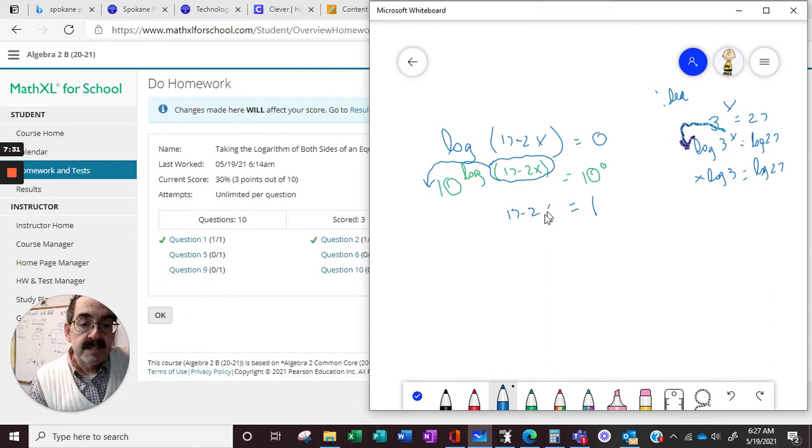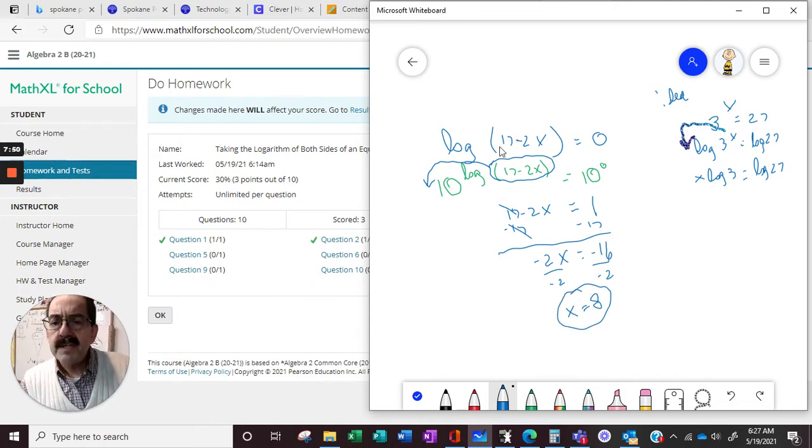17 minus 2x. Minus 17, minus 17. Minus 2x equals minus 16. Divide by negative 2, divide by negative 2, x equals 8. Okay, all right, so that's all that was.